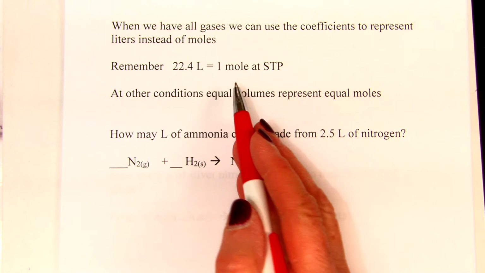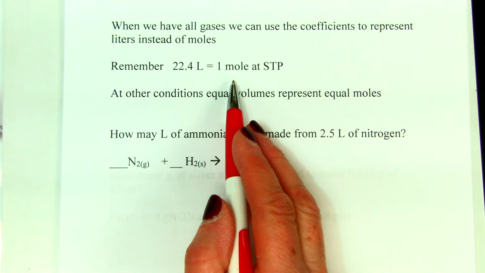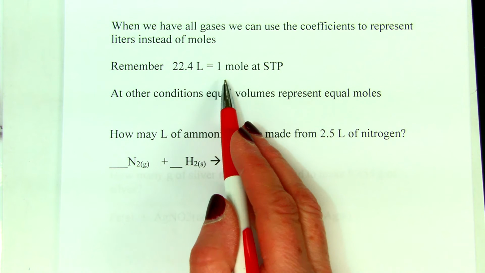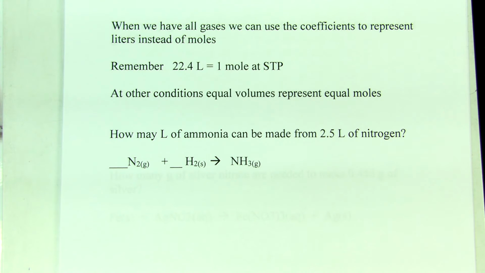If gases all have the same volume and we've given a number to it at STP, it follows that at any other temperature and pressure conditions, they would still have the same volume. It would just be a different number, right? So we can think of these coefficients in the balanced equations now representing liters or milliliters.